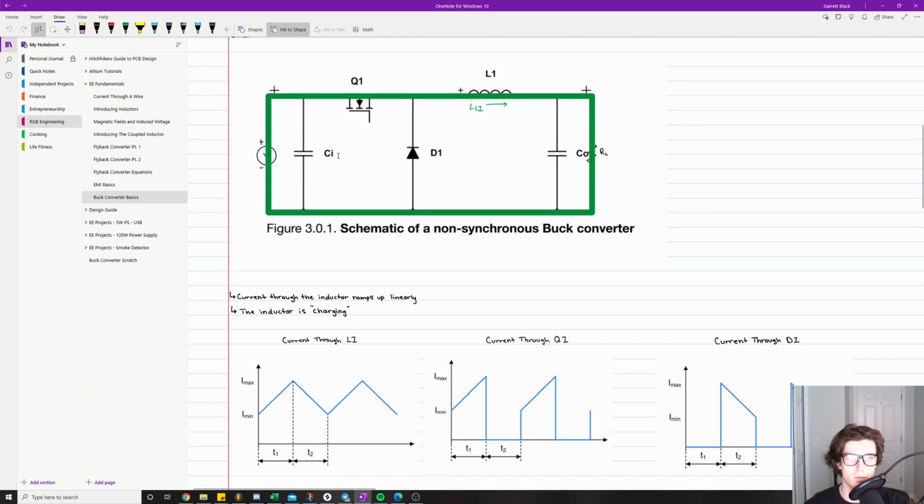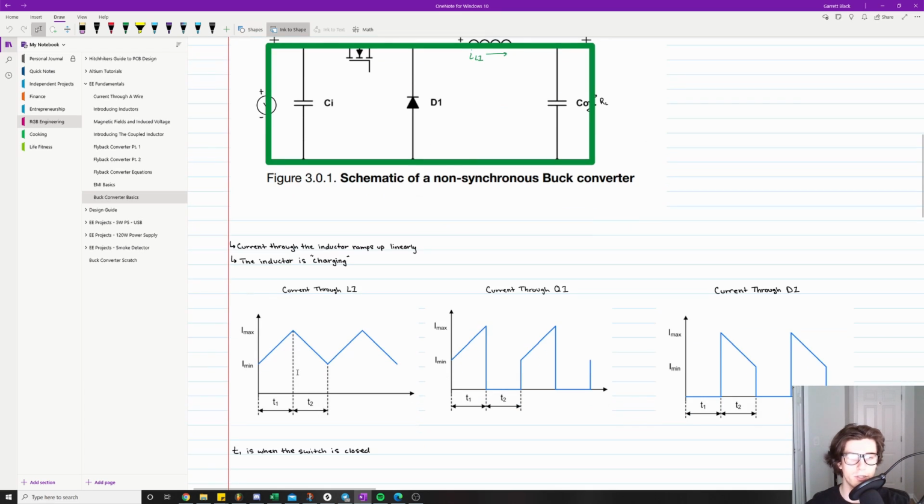Then we have current ramping up as well because current is allowed to flow through our Q1 and through our inductor. And through the diode, no current is flowing, and that matches up perfectly with what this little green box says, because the green box says there's no current flowing through the diode at all. So again, only pay attention to T1 in all of these graphs, and we'll talk about T2 next.